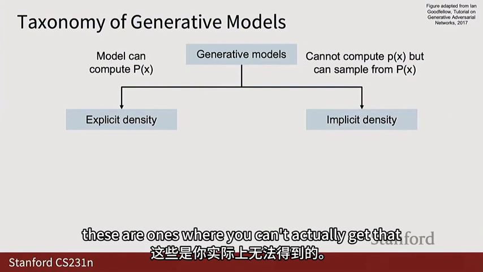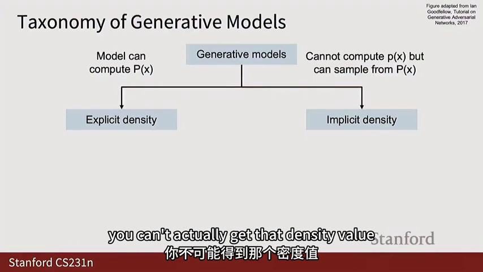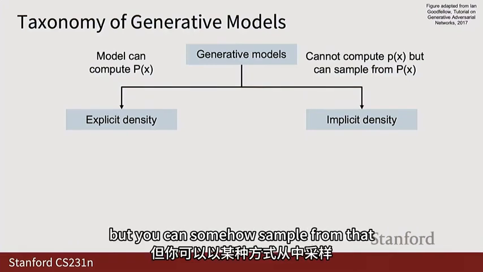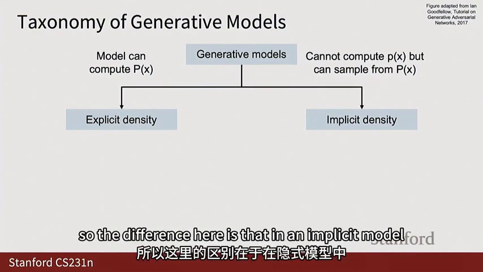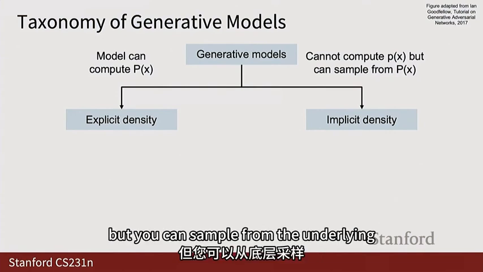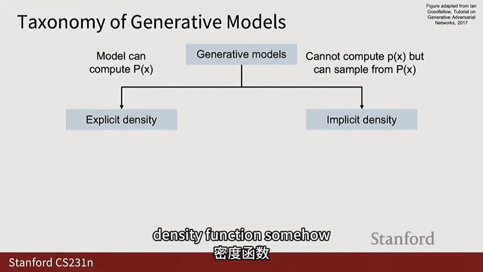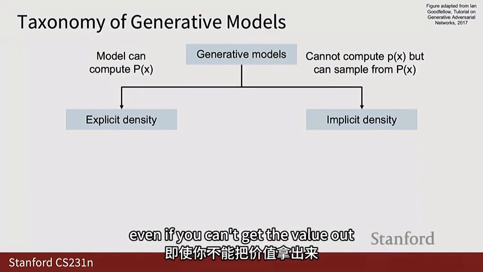These are ones where you can't actually get that probability mass value. You can't get that density value P of X out from the model, but you can somehow sample from that probability distribution. So the difference here is that in an implicit model, you can't access the value of the density function, but you can sample from the underlying density function somehow. So the model has implicitly learned to model the density, even if you can't get the value out.